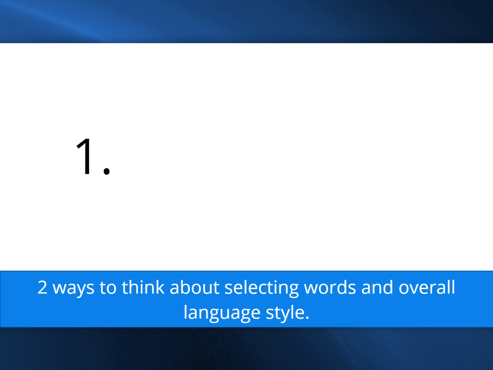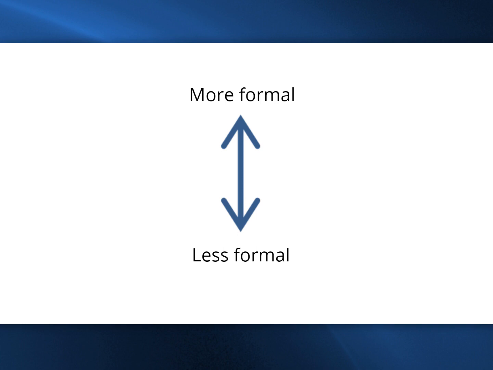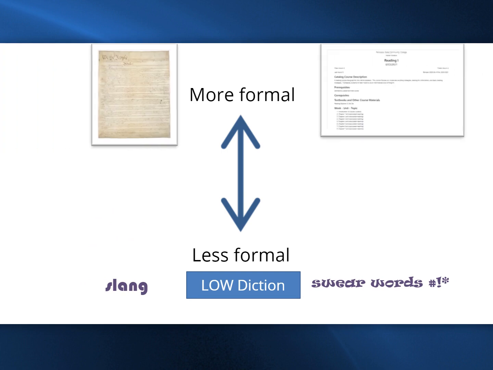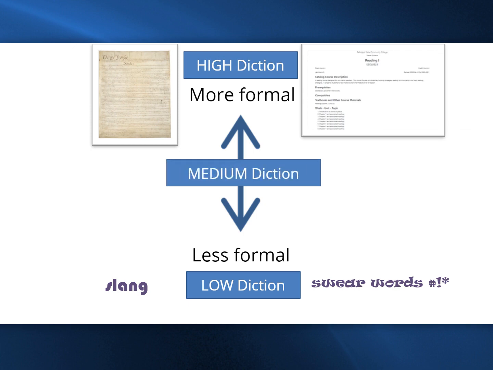One way is to talk about diction. Diction is a fancy word for word choice. In English, most words have synonyms that can sound more or less formal. The least formal words, including slang terms and even swear words, are called low diction. The most formal words, the kind in the Constitution or in a course syllabus, are called high diction, and the ones we would normally use are called medium diction.